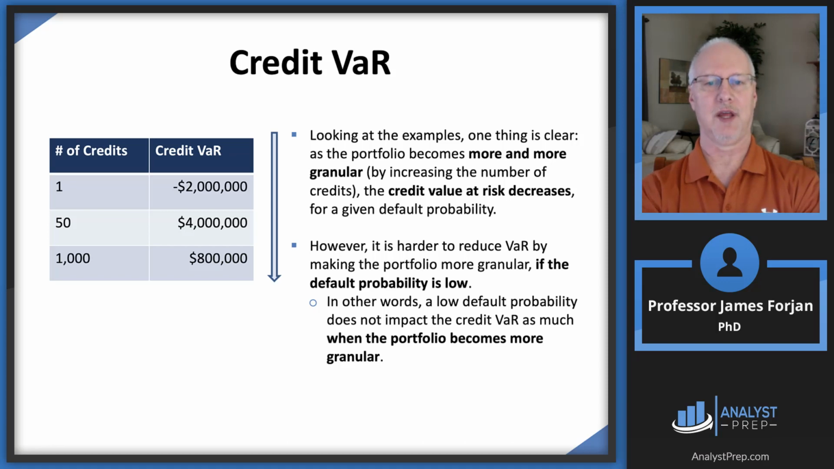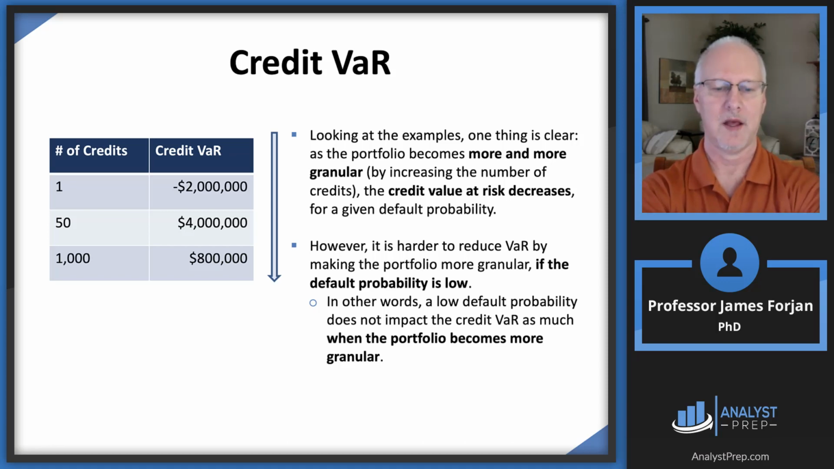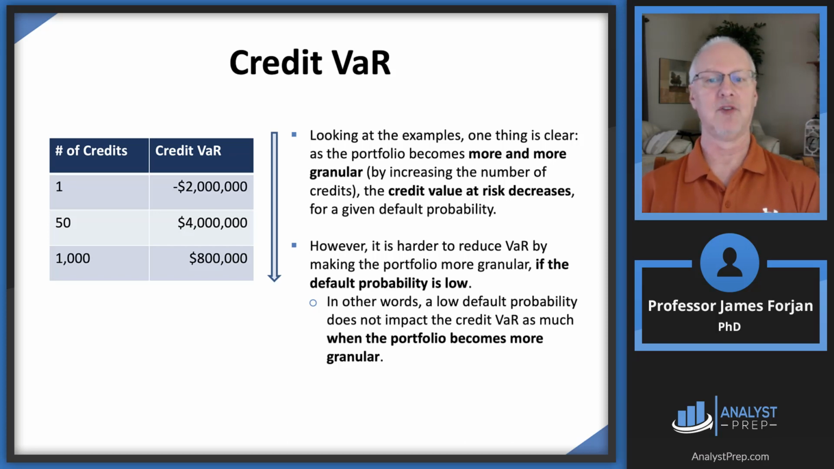However, what's really interesting in this is that for a very large number of credits, like that 1,000 that we had there, the probability converges to about 100% that the credit loss is going to be equal to the expected loss, and that credit value at risk is going to be equal to 0. So look at that second bullet point here. It is harder to reduce the value at risk by making the portfolio more granular if the default probability is low. In other words, that low default probability is really not going to impact the credit value at risk as much when the portfolio becomes more granular.